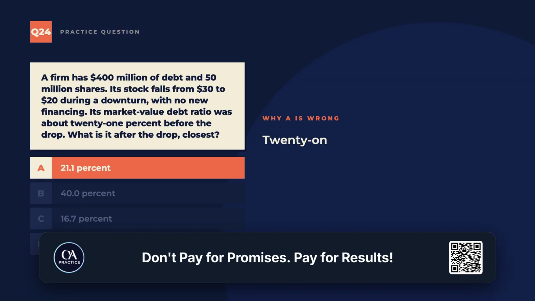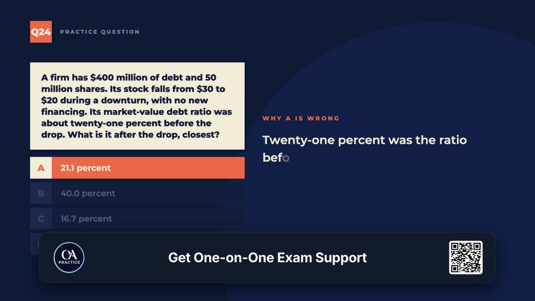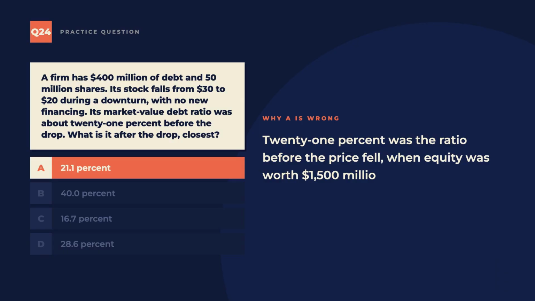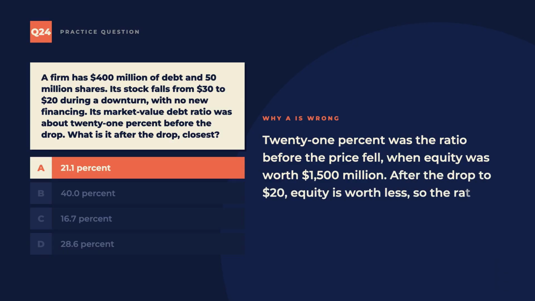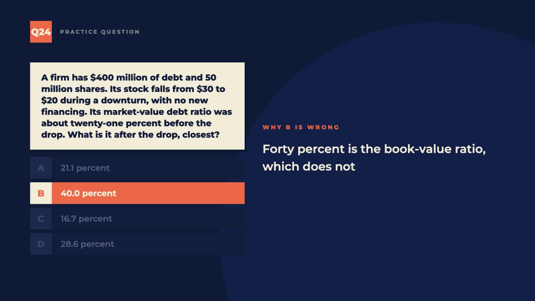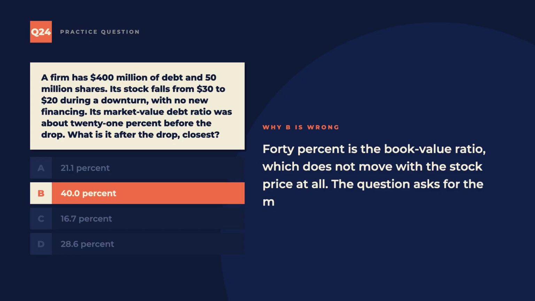A is wrong because 21% was the ratio before the price fell, when equity was worth $1,500 million. After the drop to $20, equity is worth less, so the ratio must be higher. B is wrong because 40% is the book value ratio, which does not move with the stock price at all. The question asks for the market ratio after the price change.